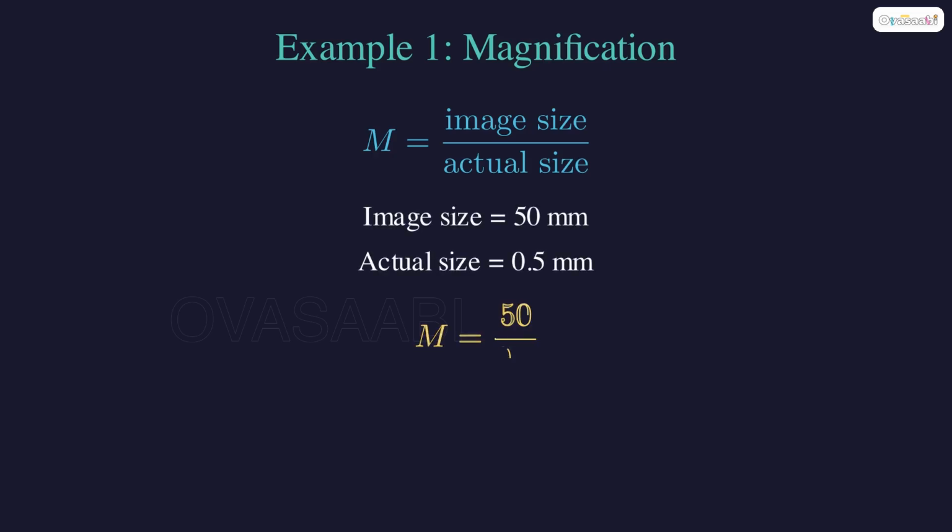Example 1. A xylem vessel appears 50 mm wide under a microscope, but its real width is 0.5 mm. Using magnification equals image over actual, we get 100 times.